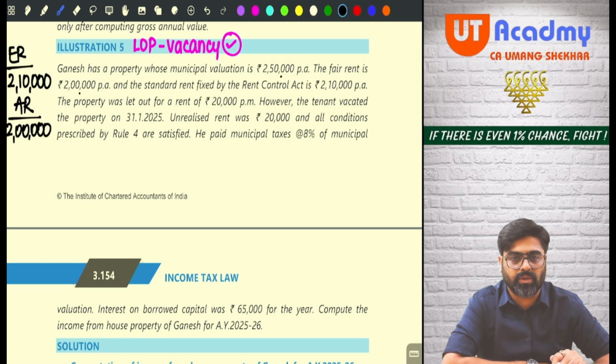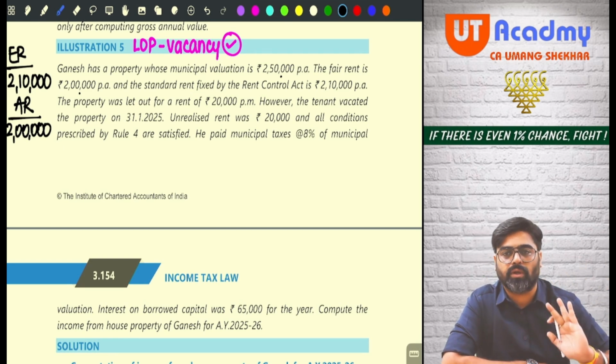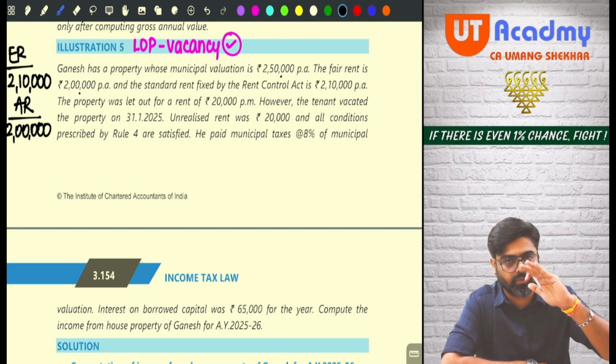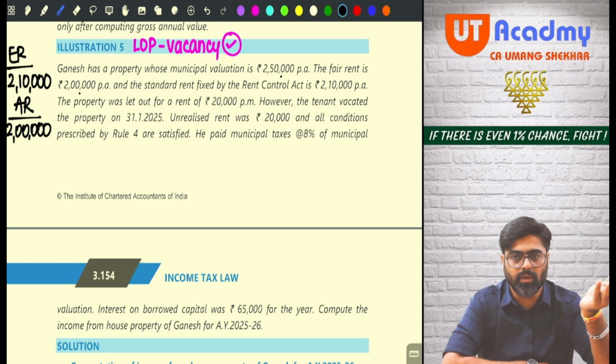Everyone? So now tell me, there is vacancy and there is unrealized rent also, 20,000. Now I have two options. I can reduce this 20,000 from actual rent also, or I will first calculate GAV and from GAV I will reduce unrealized rent. Yes or no? So what we will do? First we will calculate GAV and from GAV we will reduce 20,000 of unrealized rent. Okay.